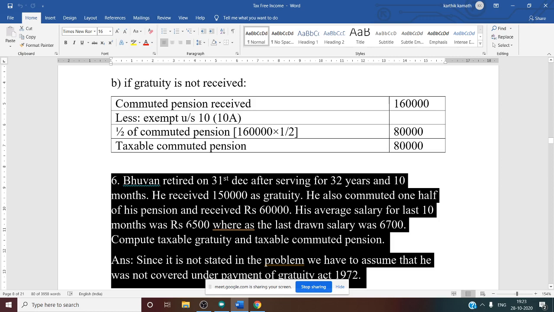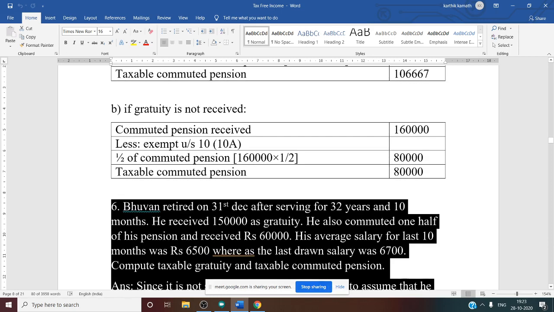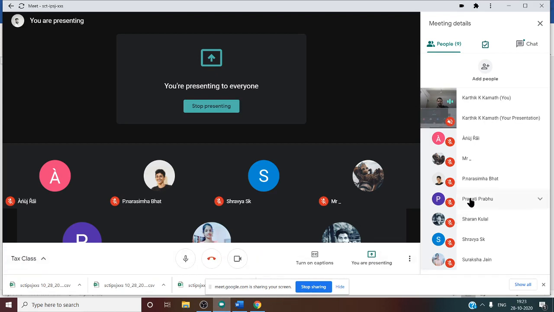His average salary for the last 10 months was rupees 6,500. So here there is no need for average salary calculation; that is directly given in the problem, so you can directly write it. Whereas last drawn salary is 6,700. Here the average salary is given and the last drawn salary is also given. Compute taxable gratuity and taxable commuted pension. You need to calculate both. But one more thing: you need to see whether he is covered or not covered under the Payment of Gratuity Act. By seeing the question, can you tell me whether he is covered or not covered? Pragati, can you tell me?